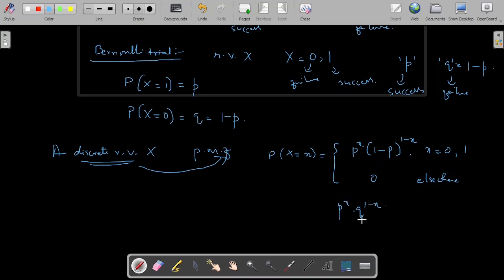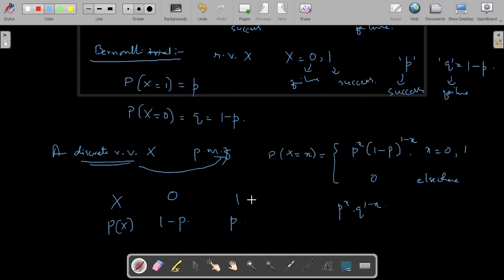When x is 0, you will have p power 0 into q power 1, that is q. When x is 1, you will have p power 1 into q to the power 0, which is nothing but p. So, this kind of distribution is called a Bernoulli probability distribution. If you write it in tabular form, x is 0, 1. When x is 0, the probability is 1 minus p. When x is 1, the probability is p. Hope you got this point.